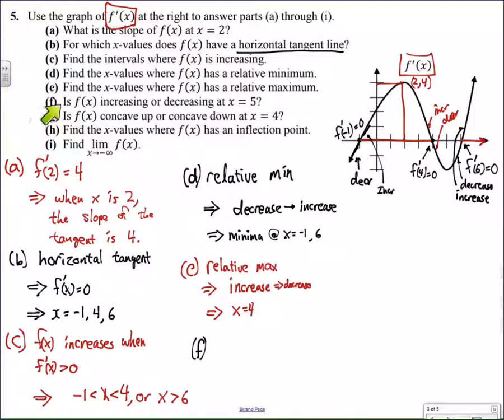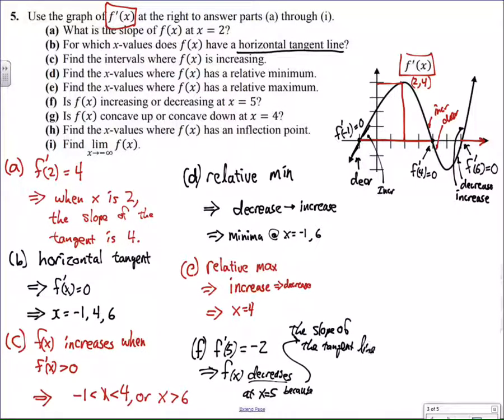Is f of x increasing or decreasing at x equals 5? When you find x equals 5, you go down here, and you can see that the value is negative. The value of f prime of x is negative, which means the function is decreasing at x equals 5, because the slope of the tangent line is negative at x equals 5.